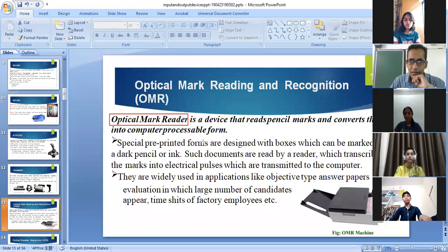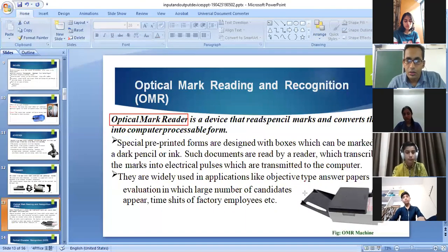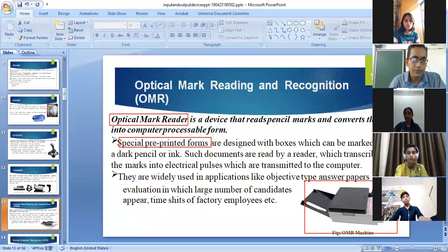When we have competitive examinations, and especially during your science Olympiads, SOF, you might have used the OMR sheet. On the OMR sheet, you fill the bubbles to mark down the correct answers. Now, this is a special device which is used to read those answers and convert the information into a digital form. Here we use special pre-printed forms, as I have told you.